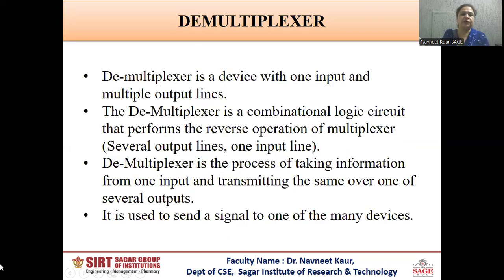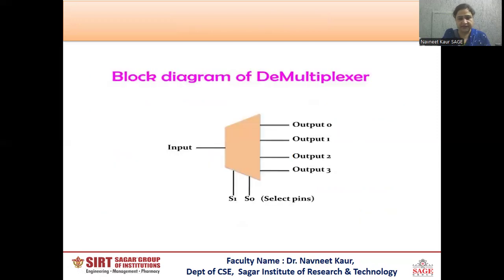Now, coming to demultiplexer, demultiplexer is the reverse of the multiplexer. It is a device with one input and multiple output lines. It is again a combinational logic circuit. Demultiplexer is the process of taking information from one input and transmitting this information over one of several outputs. It is used to send a signal to one of the many devices.